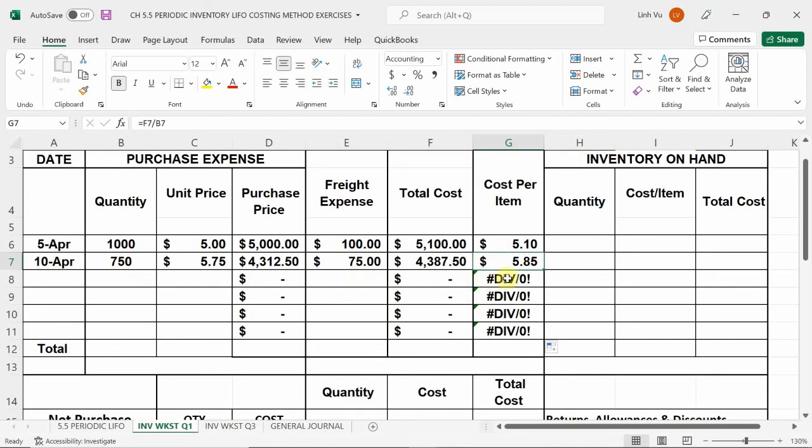Now notice this. All of this, for the ones that are blank, has this pound sign, divide, dash, whatever. That's just because these cells are empty. This is not an error code. This is just saying that there's nothing in the cells for you to divide. So that's okay. You can leave that, because as you fill in the numbers in those cells, it will calculate for you. Okay. All right.